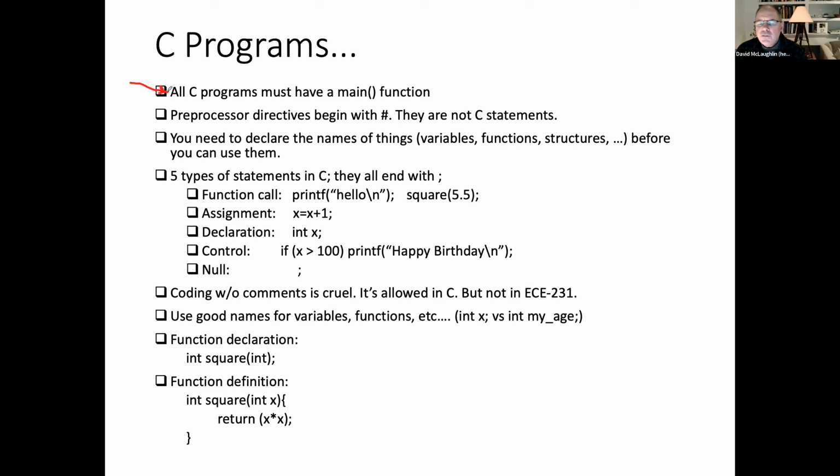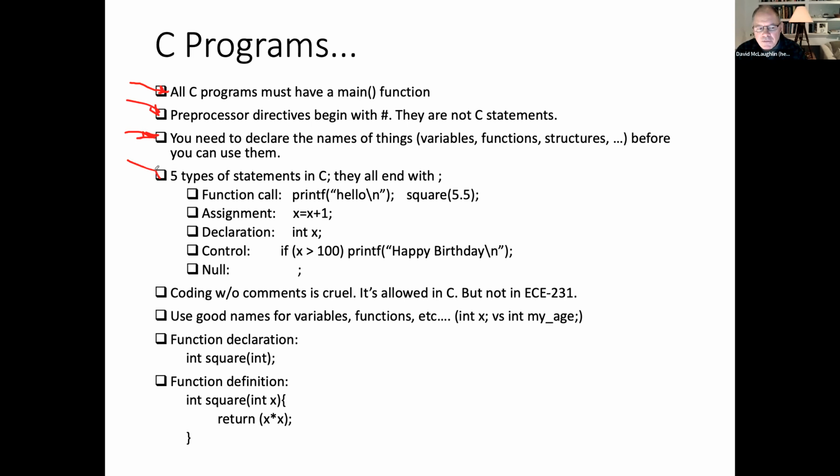First of all, C programs must have a main function. At the beginning of C programs, you'll see these things called preprocessor directives. They begin with the pound sign, or what people call the hash symbol. Those are not C statements. They're commands for the compiler before it actually compiles the code. If you're going to have a variable in your code, you have to declare it. So anytime you have something in the code, whether it's a variable or a function or something called a structure, you have to declare it before you use it.